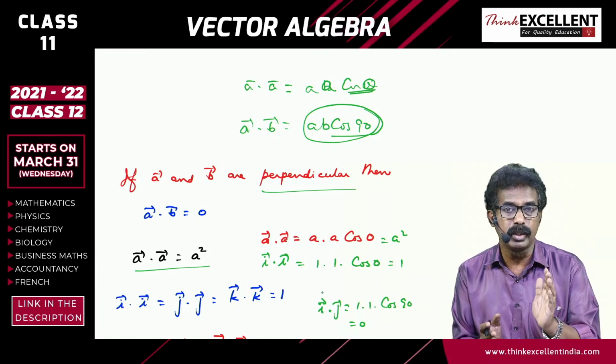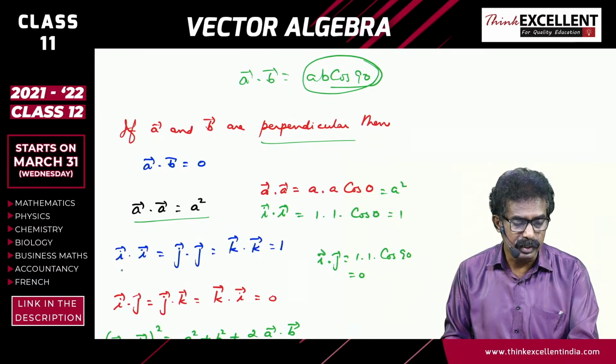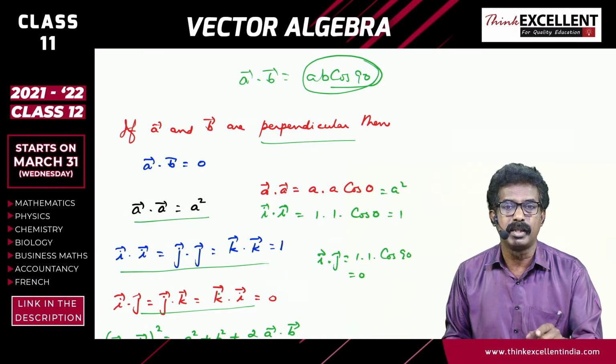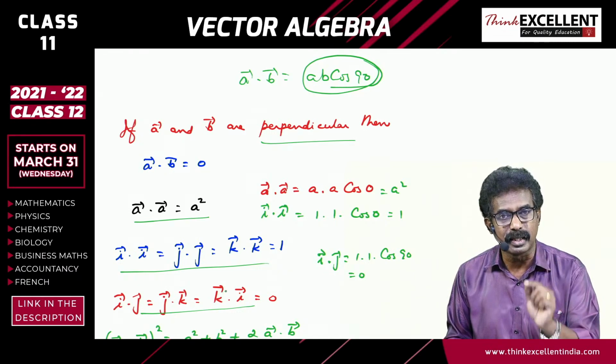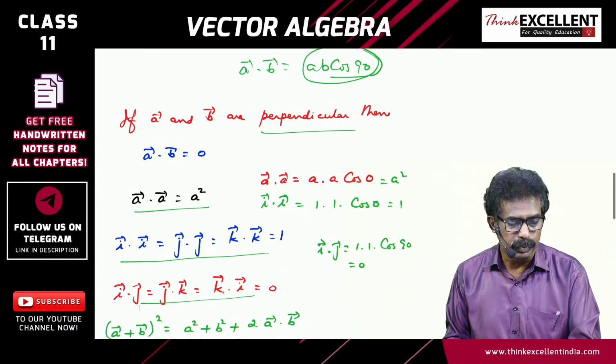i is the unit vector along the x axis, j is the unit vector along the y axis. So remember all these. All these notes will be given to you. Only thing, if anyone has joined late, again I'm telling you, join the Telegram group, you will be getting the handwritten notes, okay? It will be sent to you.